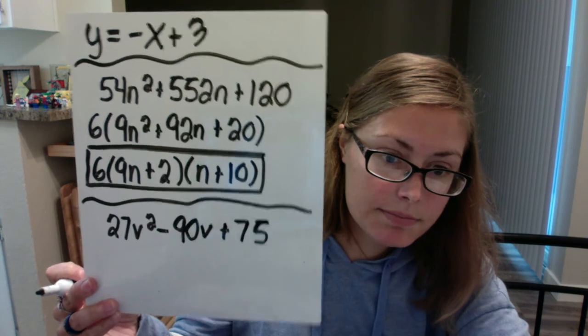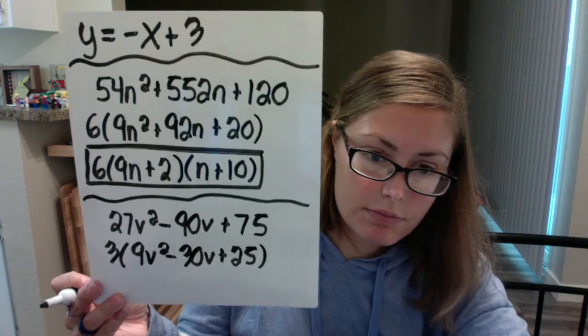Next one, we have 27v squared minus 90v plus 75. We're going to factor out a 3. When we do that, we get 3 times the quantity of 9v squared minus 30v plus 25. Then we factor. We get 3 times the quantity of 3v minus 5 times the quantity of 3v minus 5.